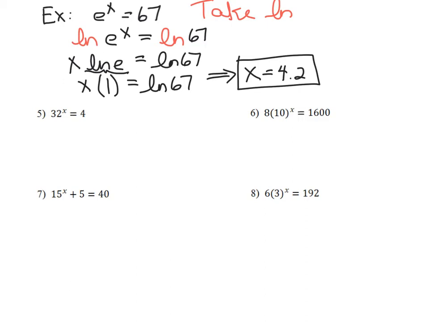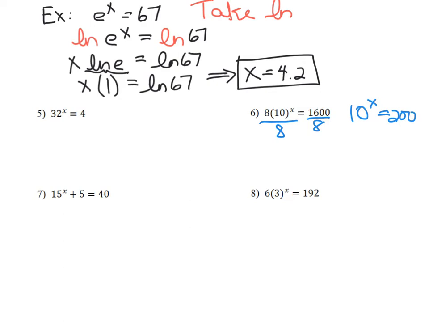I think I'm going to skip over example number 5 because it's so similar to the ones that we've done before. Let's go ahead to example number 6. For example number 6, you see that we've got 8 times 10 to the x. So this time the exponential is not by itself. I need to do some arithmetic to get the exponential by itself, so I'm going to divide both sides of the equation by 8. So I now have the equation 10 to the x is equal to 200.